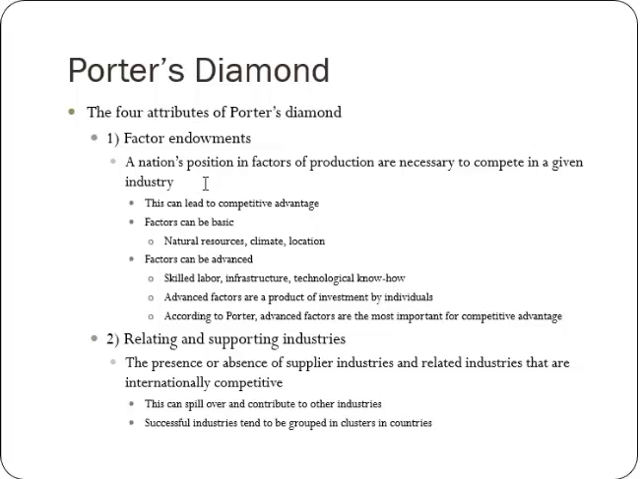Factor endowments means a position in factors of production. In other words, what does the country have in terms of human resources, natural resources, and things like that that allow the product to be produced. Things like natural resources, climate, and location. If you're talking about agricultural goods, if you're talking about coffee or citrus fruits, well, you need to have the weather in which you can grow coffee and citrus fruits. Factors can also be more advanced, like skilled labor, infrastructure, technological know-how, education level of the workers. All of these things could go into the structure that allows these products to be produced.